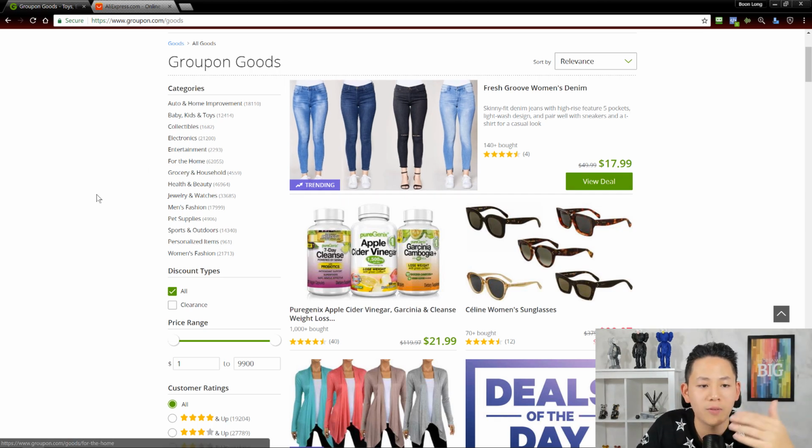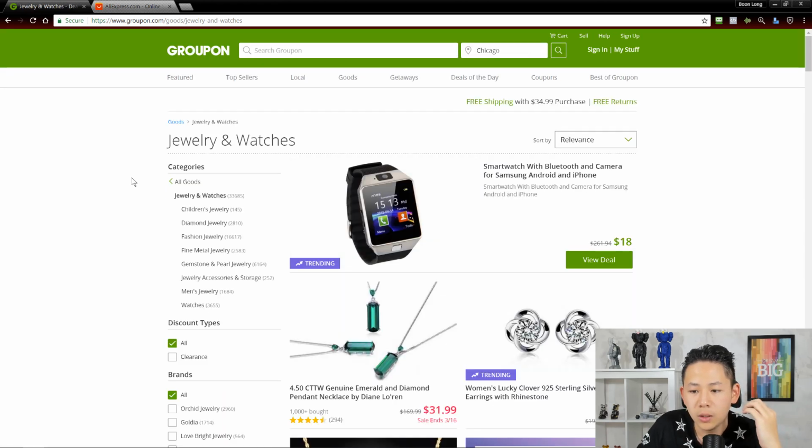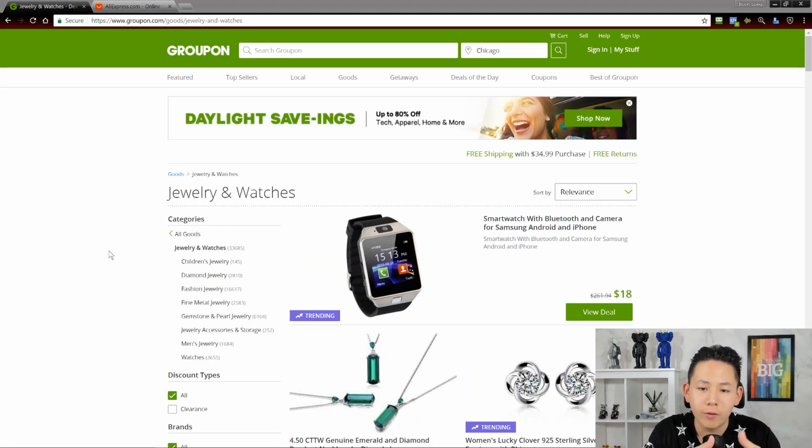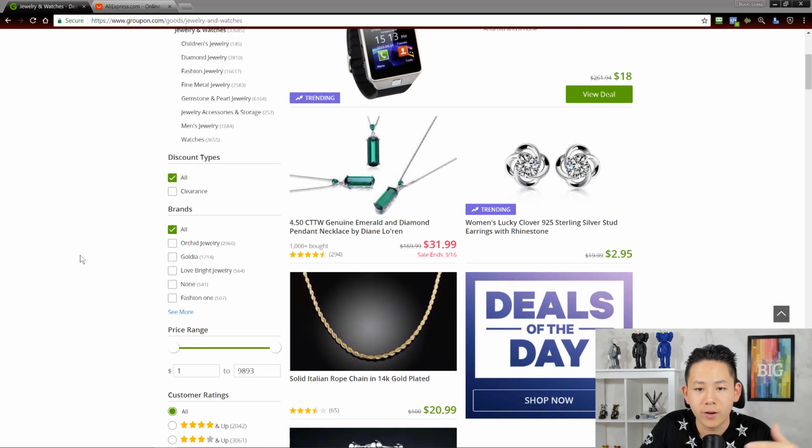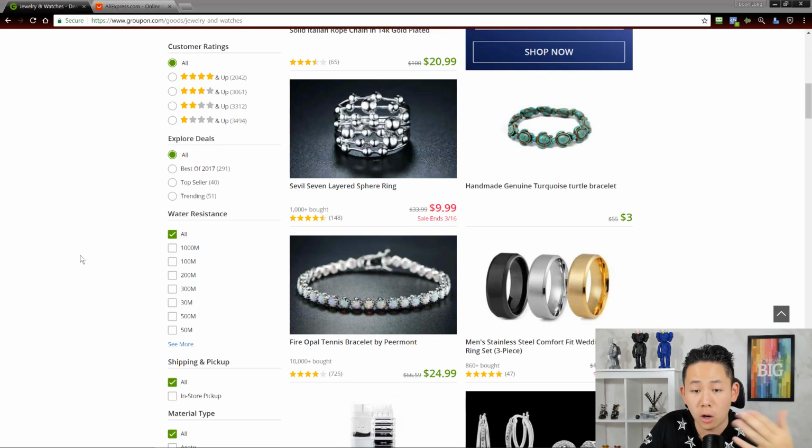So let's go through some of the interesting categories they have. So maybe let's say jewelry and watches, for example. When you first arrive on the jewelry section, you might start to see what are the accessories and interesting jewelries that the customers, consumers want.